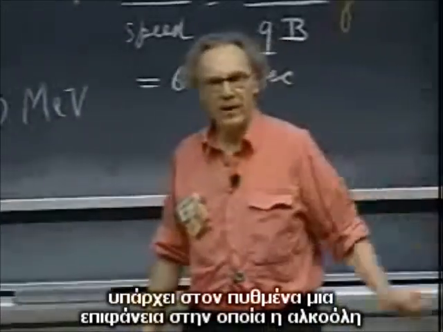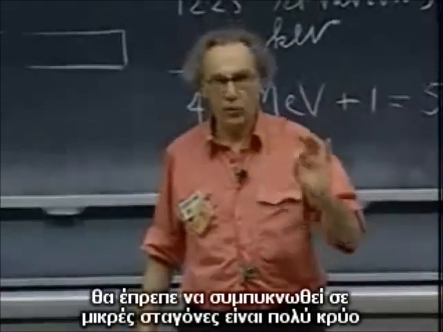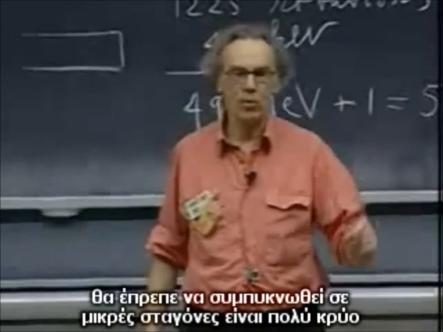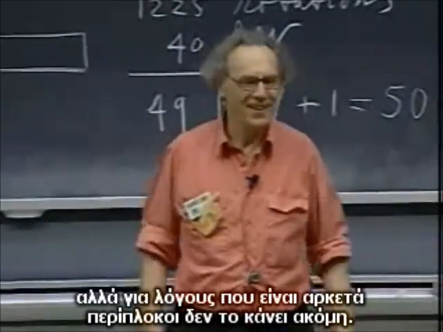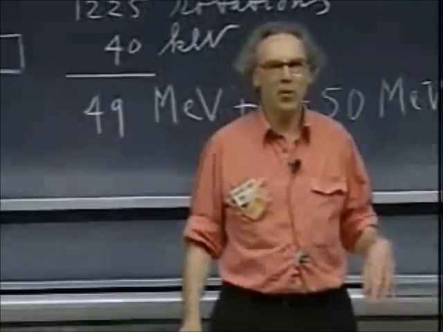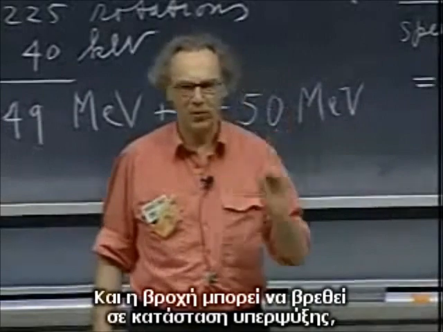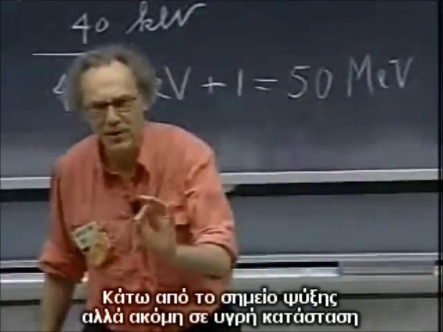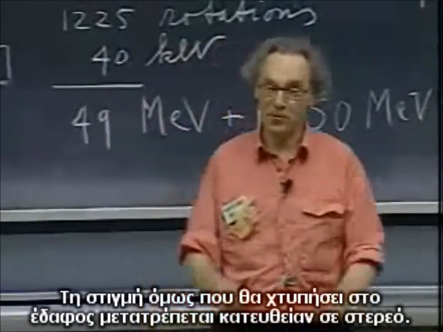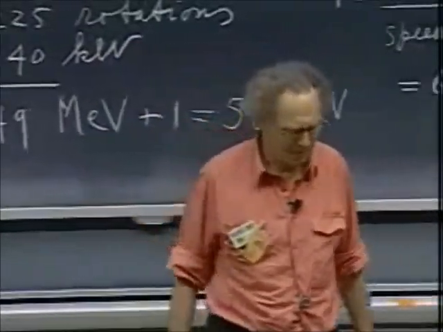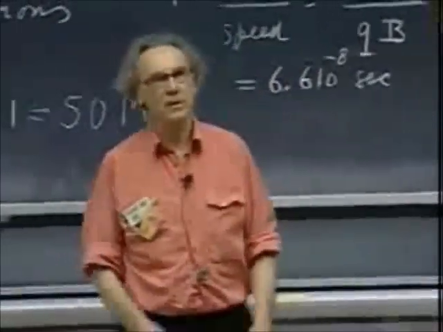And there's a layer there where the alcohol should really condense into little drops, because it's that cold. But for reasons that are complicated, it doesn't do it quite yet. We call that undercooled alcohol. Even rain can be undercooled. Just below freezing point, it's still liquid. And the moment it hits the ground, it would immediately become solid, by the way. That's also undercooled liquid. Now here we deal with an undercooled vapor.